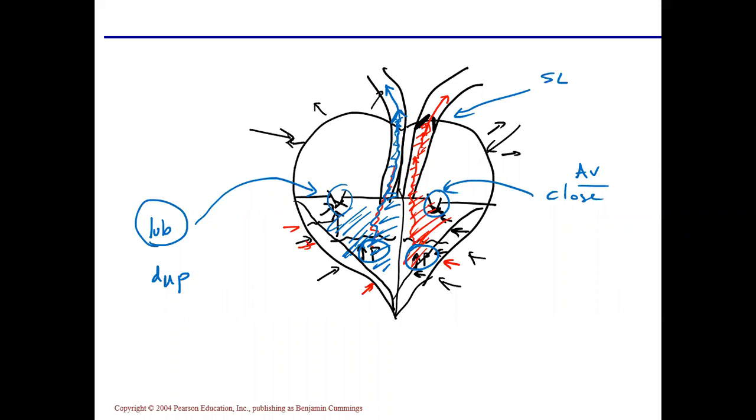And we mentioned this is during the 2A now. Right? Now, the dub sound is actually related to the closure of the SL valves, but we haven't got there yet. Why not? Because right now they're open. We are barely doing the ejection, ventricular ejection. So yes, we're not there yet.